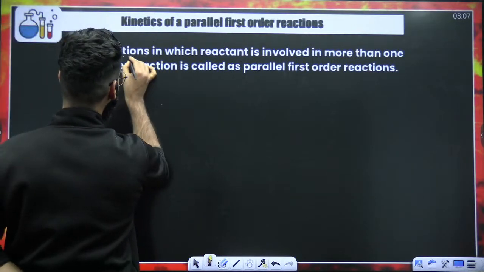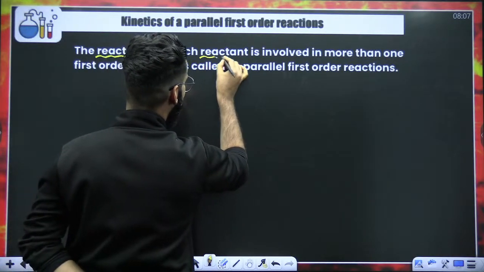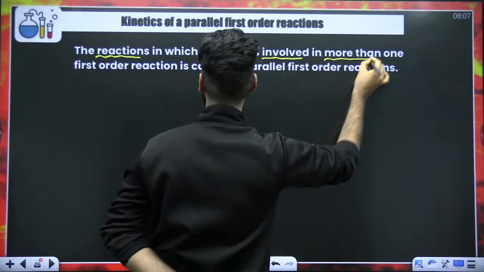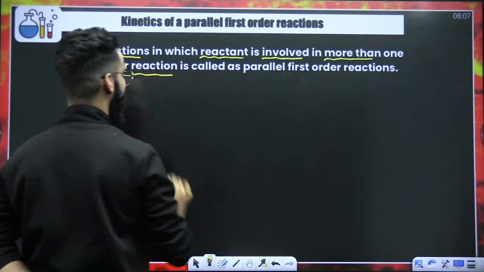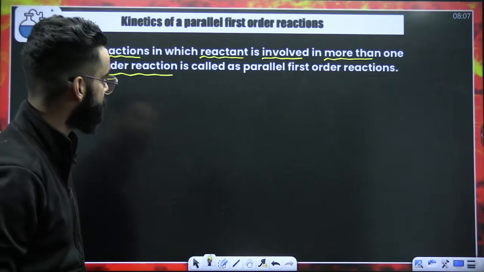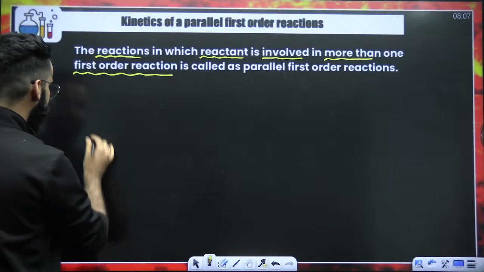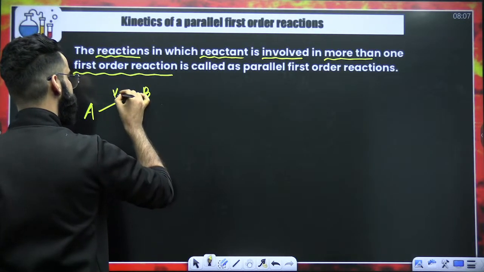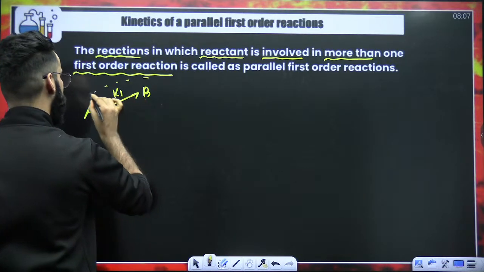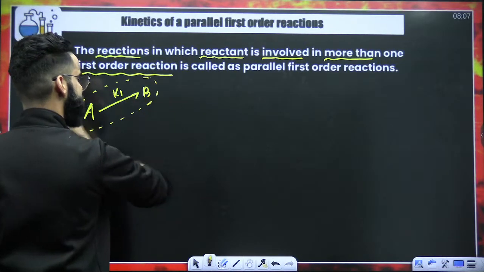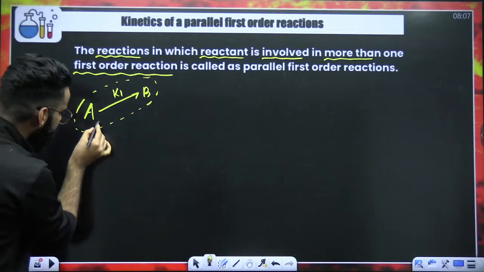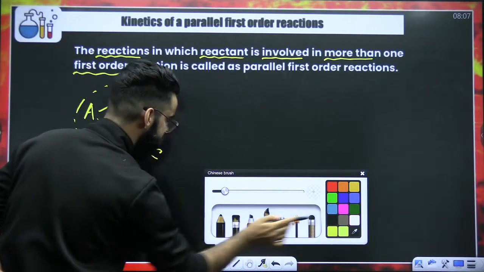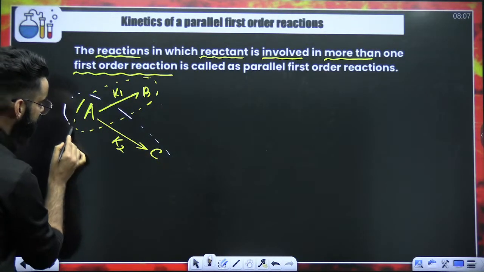My dear students, the reaction in which a reactant is involved in more than one first order reaction. What is meant by that? For example, you have got a reaction like this. A gives B, whose rate constant is K1. Let's assume this particular reaction is a first order reaction. At the same time, this A is getting converted into C, rate constant K2. I'm assuming this reaction also is first order.